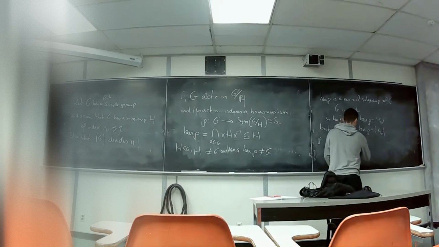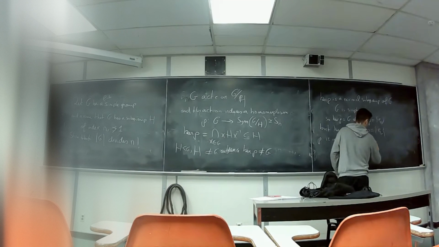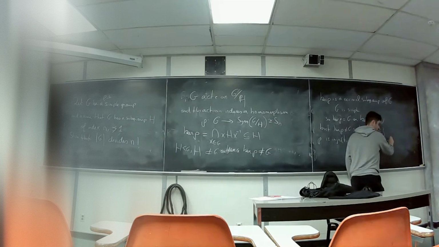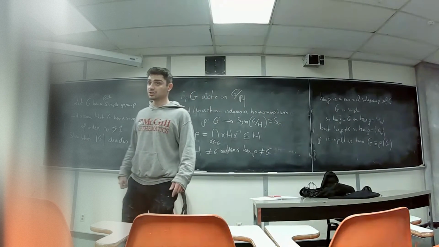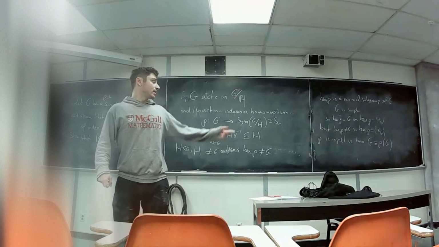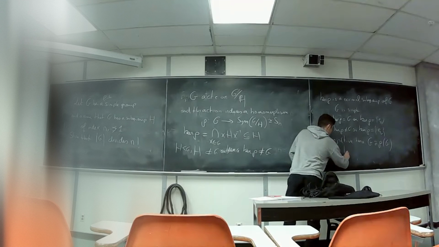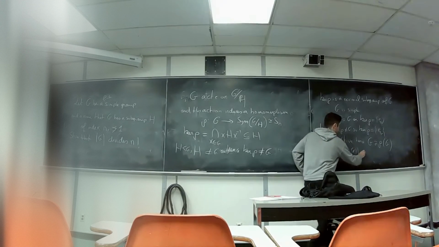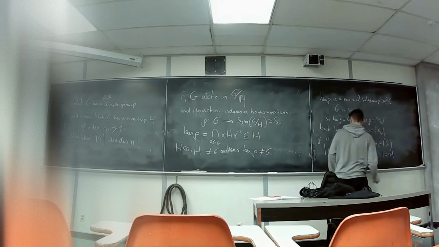Hence, G is isomorphic to rho of G, right? By the first isomorphism theorem, G modulo the kernel is isomorphic to rho of G, right? And hence the size of G, which is the size of rho of G, divides the size of Sn, which is n factorial.